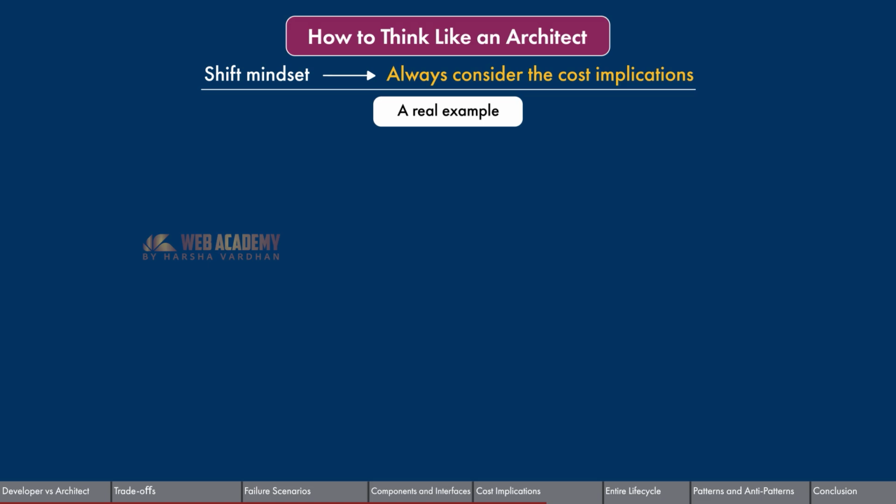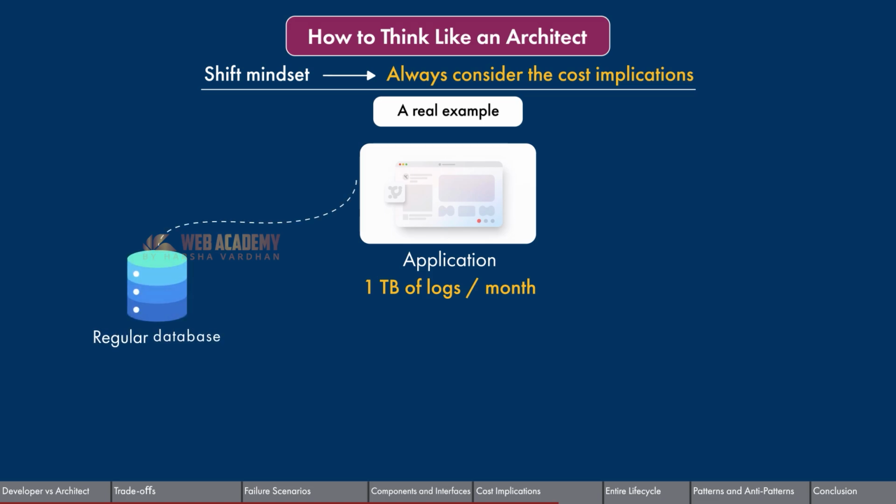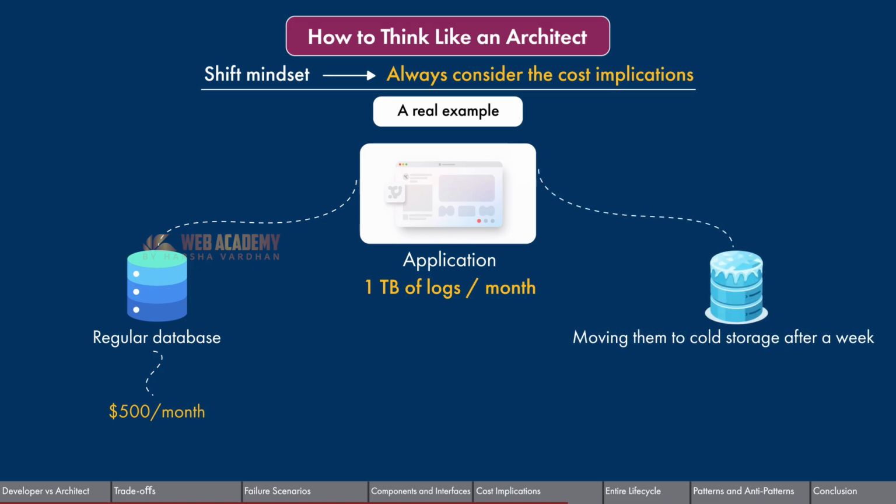Let me give you a real example. Suppose your application generates 1 terabyte of logs every month. Keeping them in a regular database might cost $500 per month. But moving them to cold storage after a week might reduce the cost to $50. That's $450 saved every month. $5,400 per year. These are the calculations architects need to make.